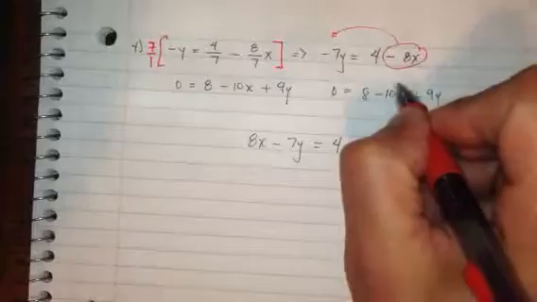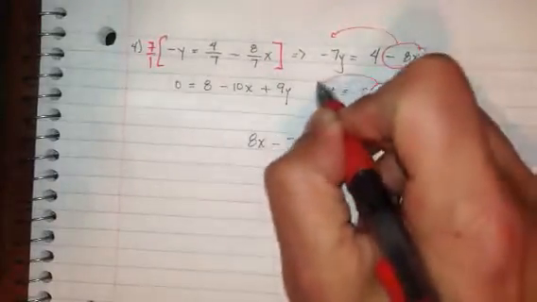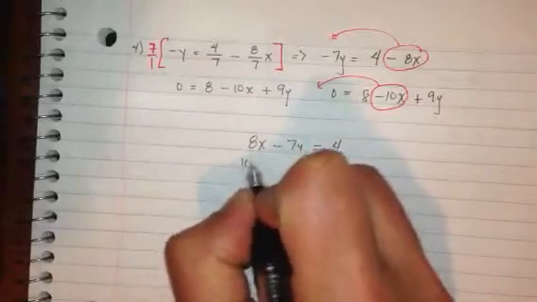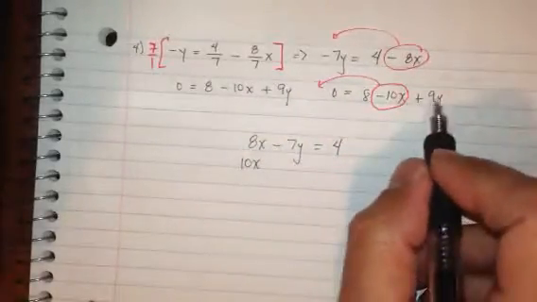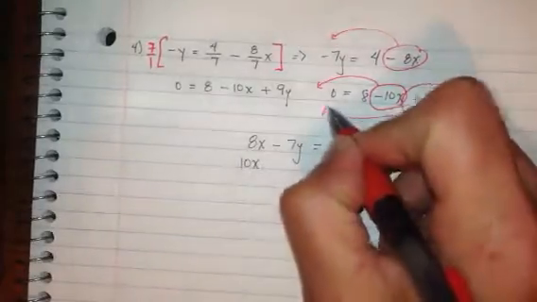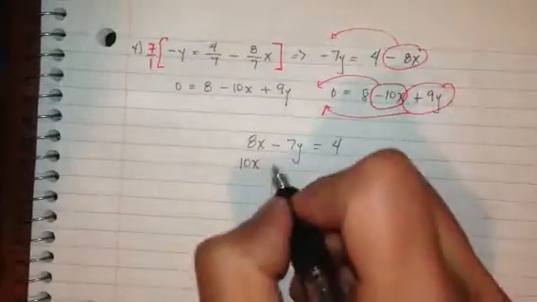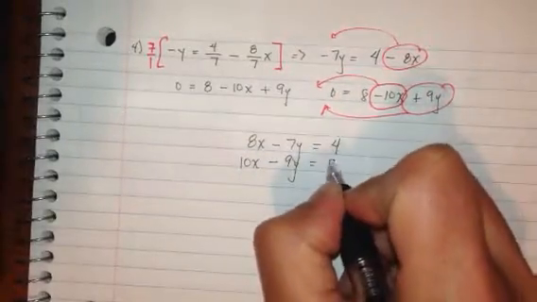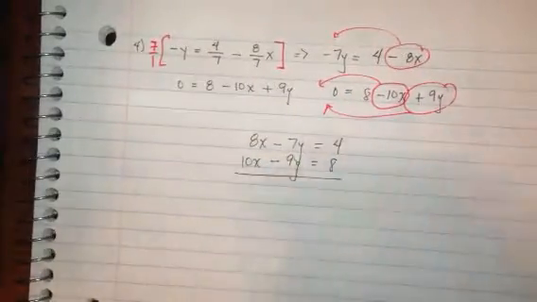Alright, so now let's bring this guy over. Remember, the x goes first. So negative 10x becomes a positive 10x. And then bring the 9y over, becomes a minus 9y, and then you're left with the 8. So now you have that.